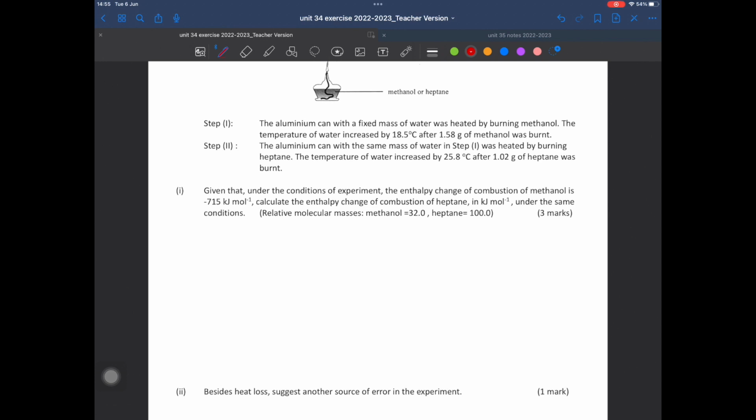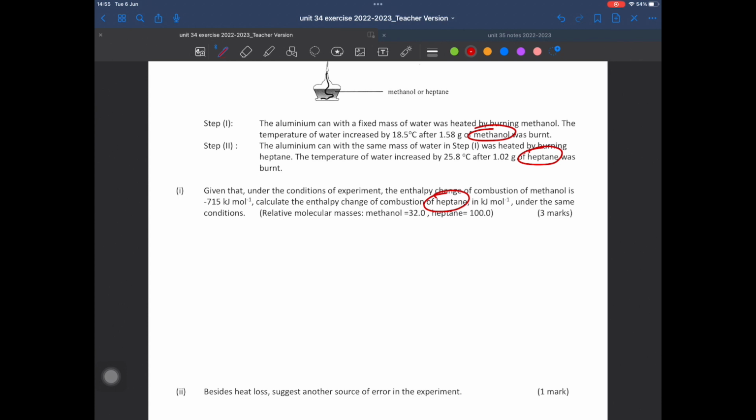Question 6. This question is a bit tricky because we try to eliminate the effect of the heat capacity of the calorimeter by carrying out two sets of chemical reactions. The first set is burning methanol, the other set is burning heptane. So you were asked to calculate the enthalpy change of combustion of heptane by using the data from methanol.